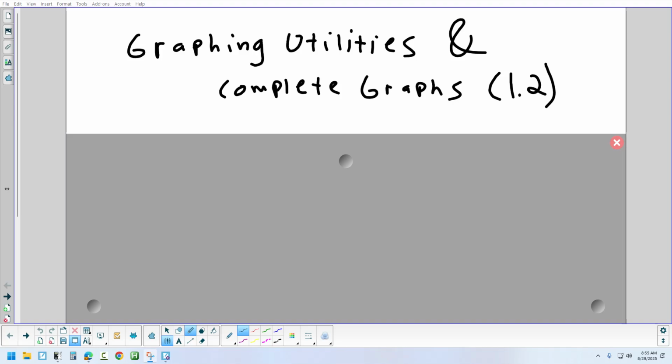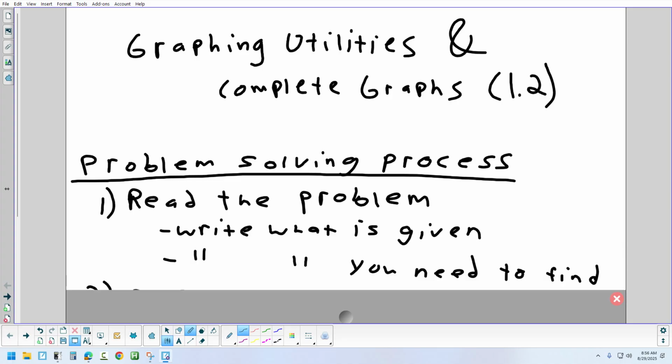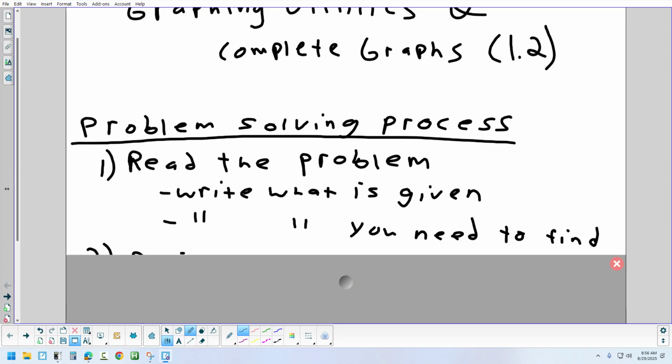So today we're going to take a look at section 1.2 and part of section 1.3, not the whole thing. The first thing I'm going to give you is just a general guide for solving problems, not even something specific to math, but something you can apply to pretty much any problem you're trying to solve. The first thing is basically reading the problem and understanding what is it that they're giving me and what is it that they want me to find.